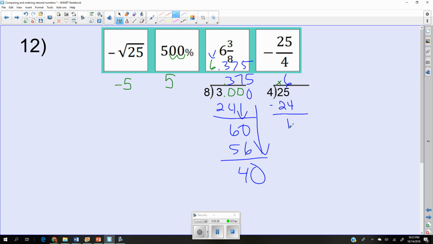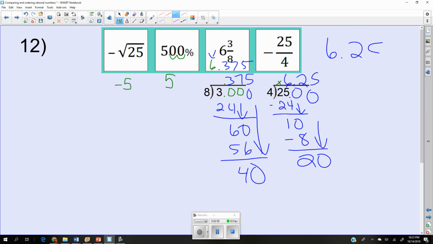All right, we'll take it a little bit further. So we're going to add a decimal point and a 0. We're going to bring it down. 4 goes into 10 twice. 4 times 2 is 8. 10 minus 8 is 2. Add a 0. Bring it down. 4 goes into 20 5 times. So this is 6.25. Don't forget the negative.